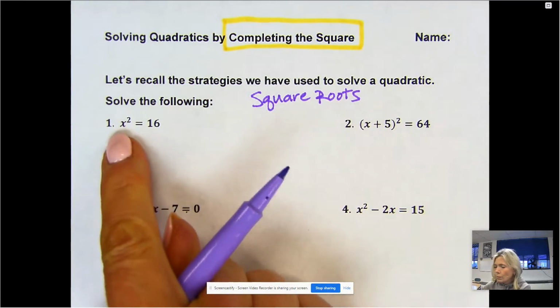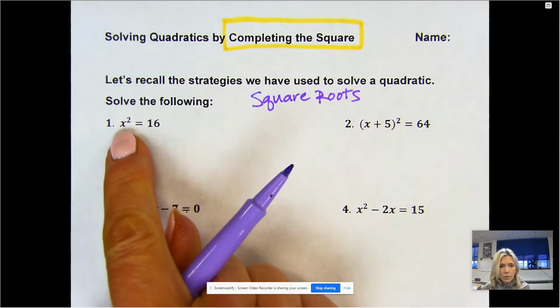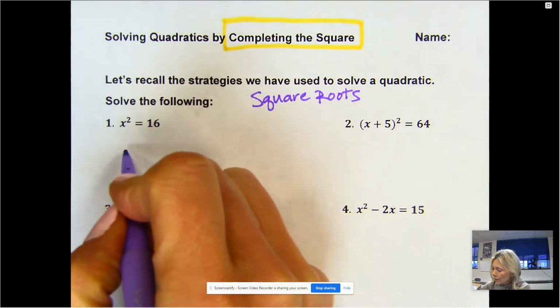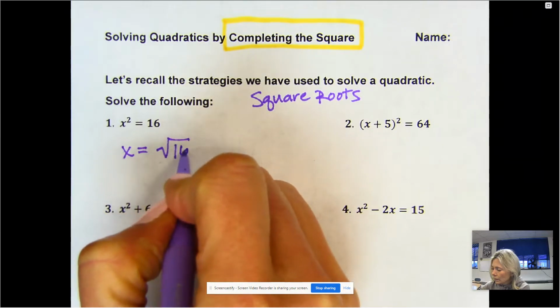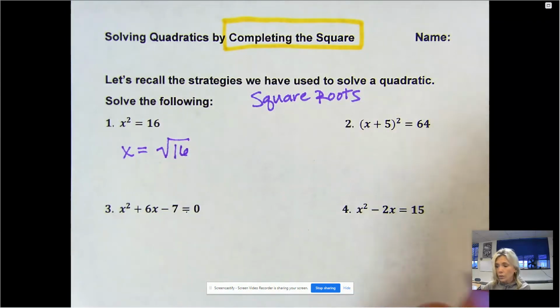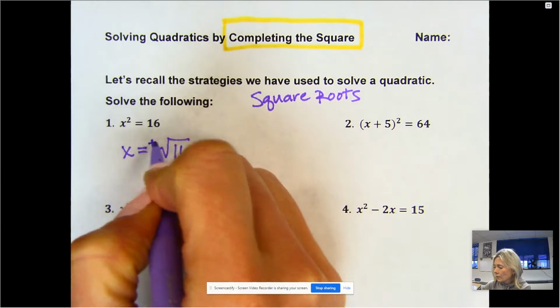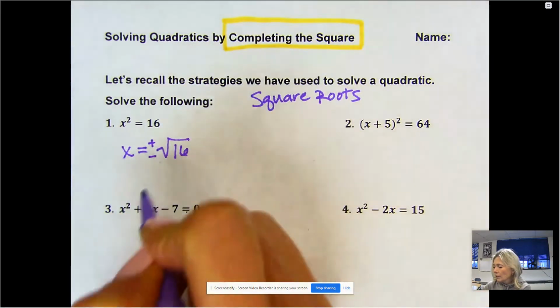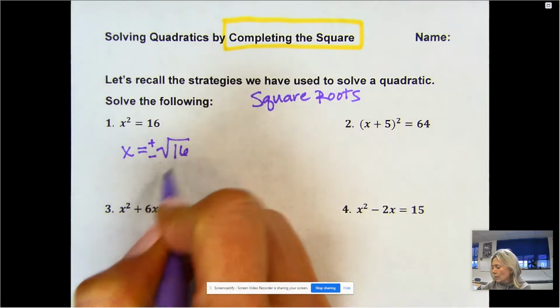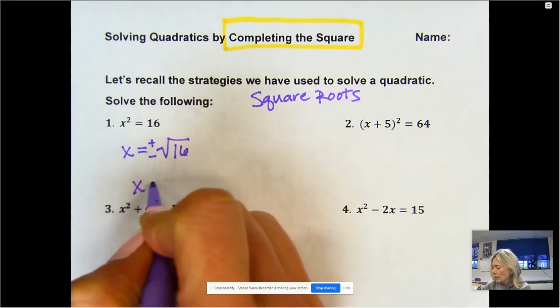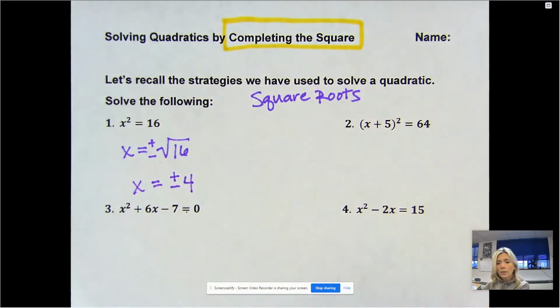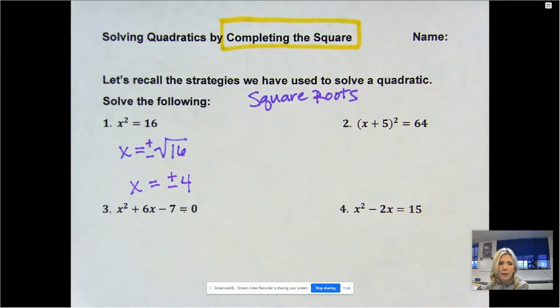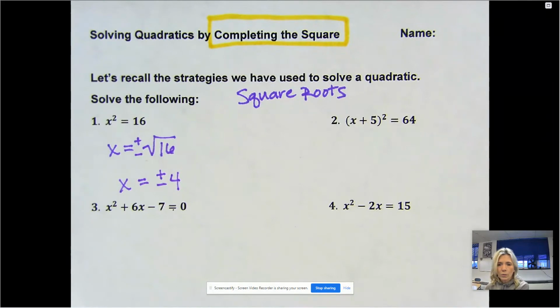So remember, if we want to know what x is when x squared equals 16, x is simply the square root of 16. And every positive number has two square roots, a positive and a negative. Since the square root of 16 is 4, then x is equal to positive or negative 4. So that's the most basic way to solve a quadratic. Really simple. It's set up perfectly to just use a square root.